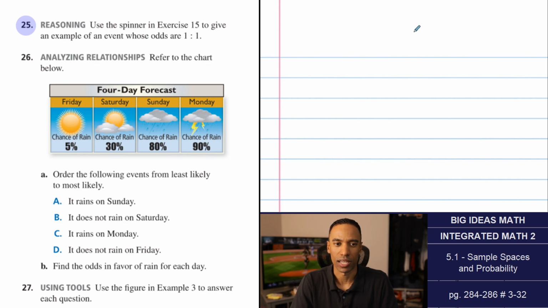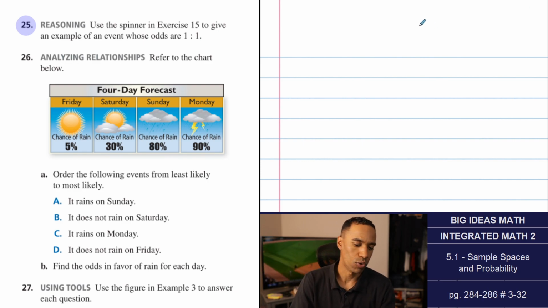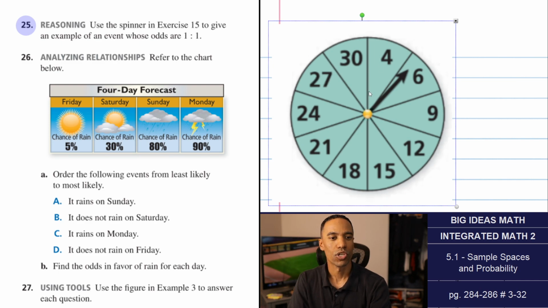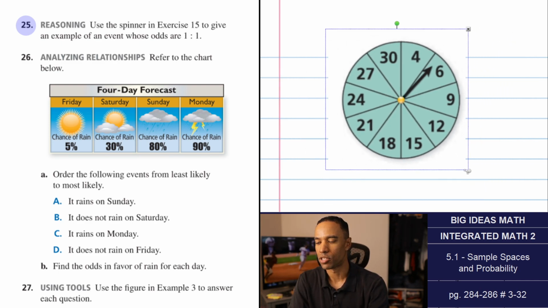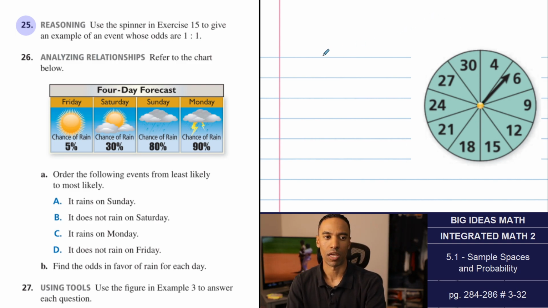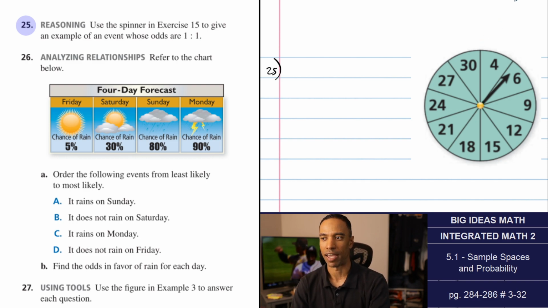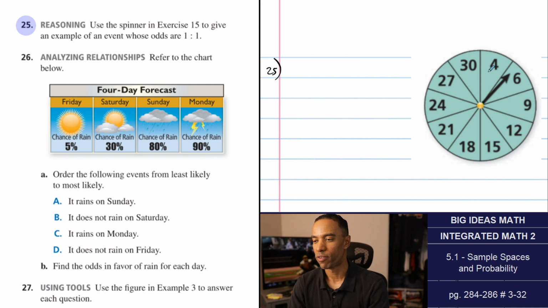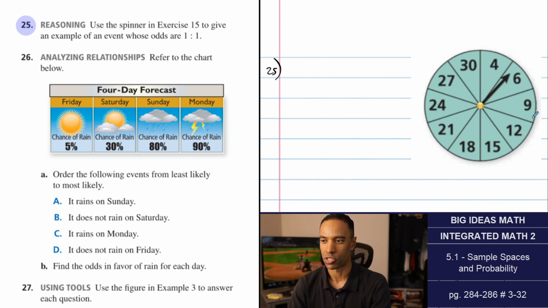Number 25, reasoning. Use the spinner in exercise 15. Oh, do I still have it copied? Yes, I do. Give an example of an event whose odds are 1 to 1. I think we had one, but we have to probably make up another one. This is open-ended here. So what's something that I can select that's exactly divided? Instead of doing multiples, let's just divide it down the middle, because it increases in size, right? So let's do anything that's less than or equal to 15.